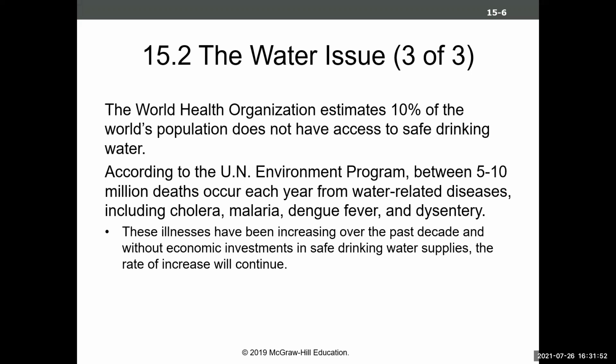According to the United Nations Environment Program, between 5 and 10 million deaths occur each year from water-related diseases. We're talking about things like dysentery, cholera, and malaria, that all could be prevented if the people in these populations had access to safe sanitary water, potable water that they could consume.